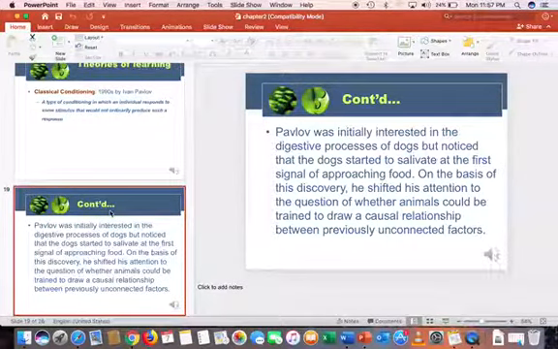It was done with a dog. Someone put meat or food to him, and he salivated. Pavlov was initially interested in the digestive process of dogs, but noticed that dogs started to salivate at the first signal of approaching food. When food was approaching, the dogs salivated. On the basis of this discovery, he shifted his attention to the question of whether animals could be trained or not. The training of dogs was the initial stage of Pavlov's work. It was the experiment that Pavlov did.